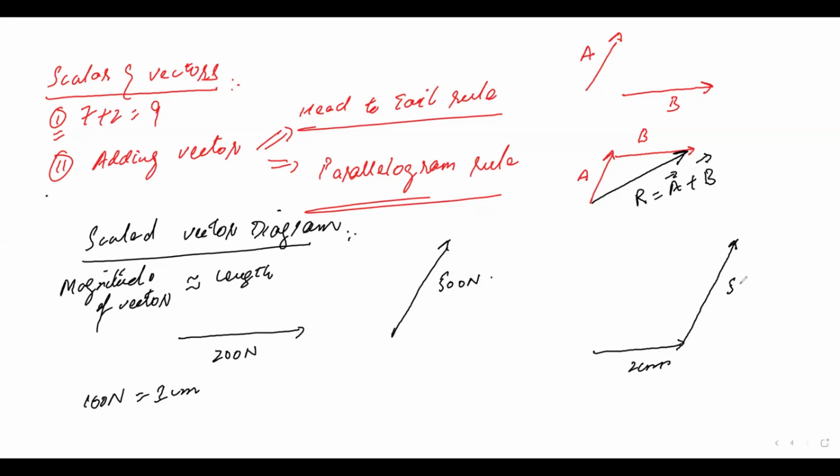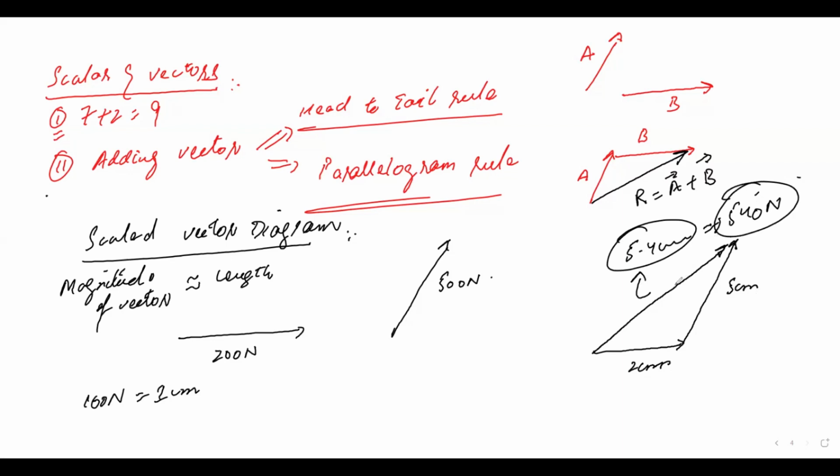This is going to be 5 centimeters. And then we'll end up finding the resultant vector, which is going to be something like this, right? If you want to calculate the magnitude of the resultant vector, this is 2 centimeters, this is 5 centimeters, and this line when measured comes out to be something like 5.4 centimeters. So you need to multiply that 5.4 by 100 to get the final answer in newtons, and that is going to be 540 newtons, right?